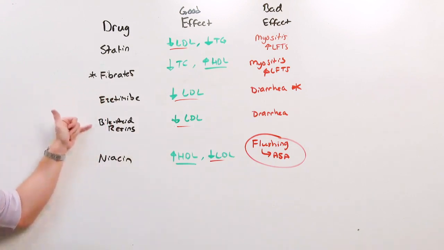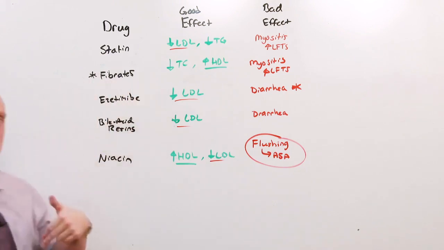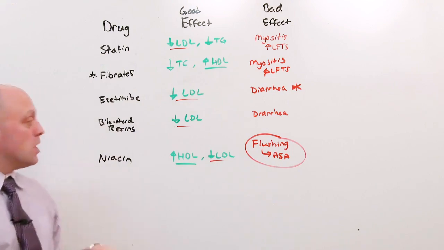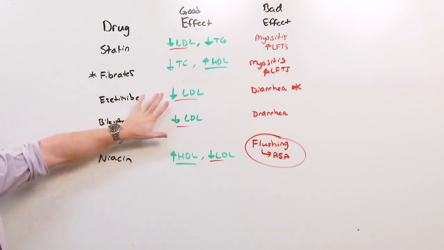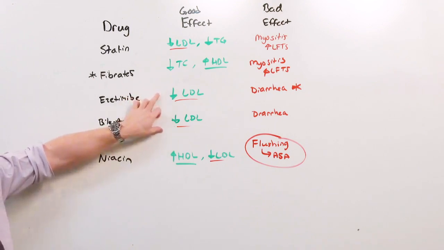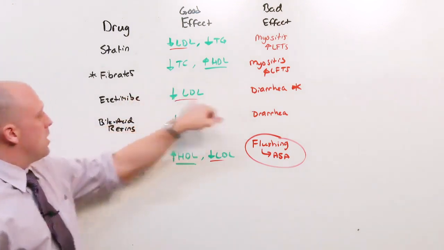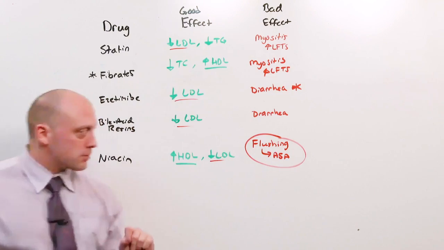Ezetimibe and bile acid resins essentially eliminate LDL through the GI tract. Remember, you have to eat cholesterol to get some cholesterol in your bloodstream. So they basically block absorption of bad cholesterol, but because of that, they cause an osmotic load in the gut, leading to diarrhea. Ezetimibe, diarrhea, that's one of the key things they like to test.